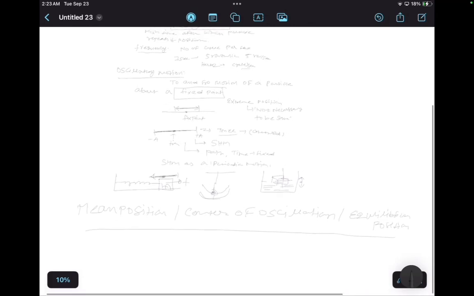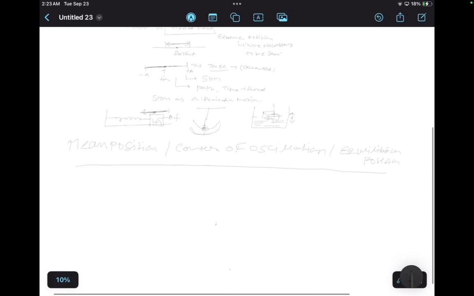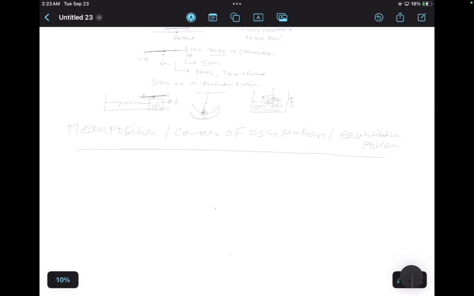Our aim is to understand this mean position or equilibrium position, because without knowledge of this point we can't understand SHM. At first we heard about the equilibrium position in work, power and energy. So what is equilibrium? There are two kinds of equilibrium. One is rotational equilibrium, and the second is translational equilibrium.